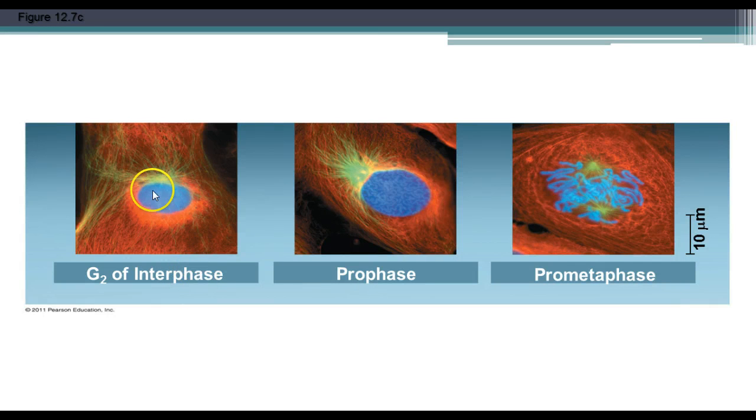In interphase, you can't really see anything as far as the chromosomes. You can see the microtubules there in yellow. But in prophase, you can definitely see chromosome bodies inside the nucleus. In prometaphase, they're no longer inside the nuclear membrane, but they still look relatively disorganized as they're attaching to their spindle fibers and getting lined up.